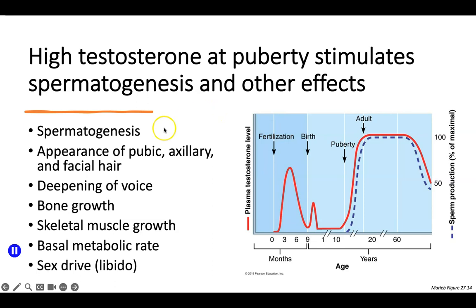What is going to trigger spermatogenesis is going to be high testosterone at puberty. It's also going to have a lot of other effects. So that includes the appearance of pubic, axillary, and facial hair. So pubic hair, axillary would be hair, say, in the armpits, as well as facial hair. Deepening of the voice, growth of bones, skeletal muscle growth, increased basal metabolic rate, and increased libido or sex drive.